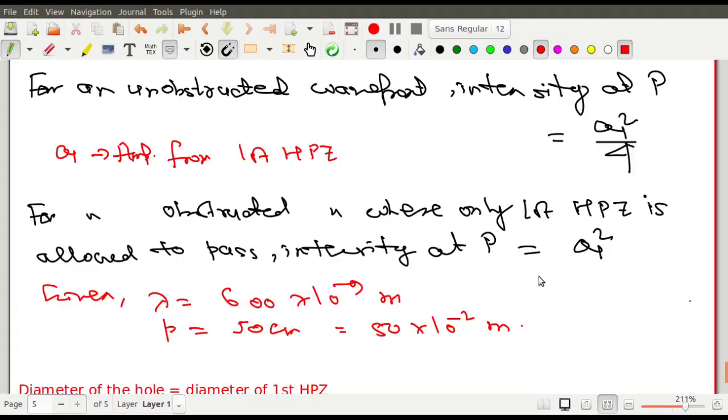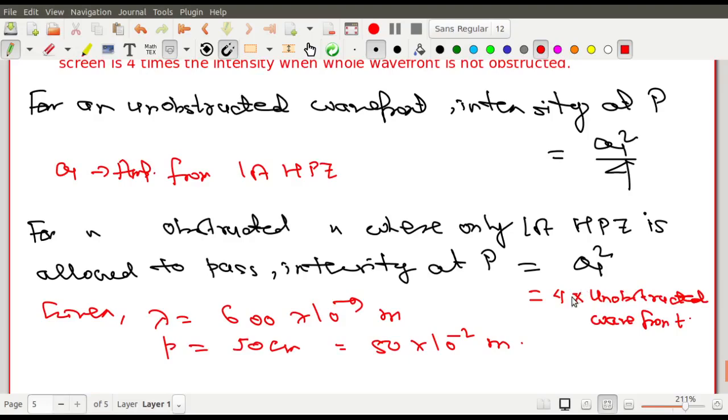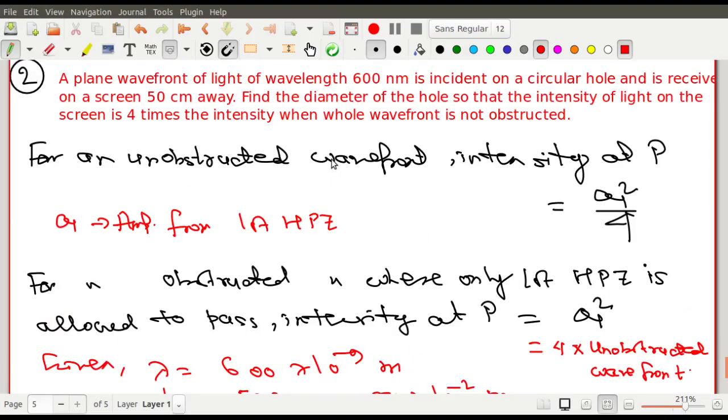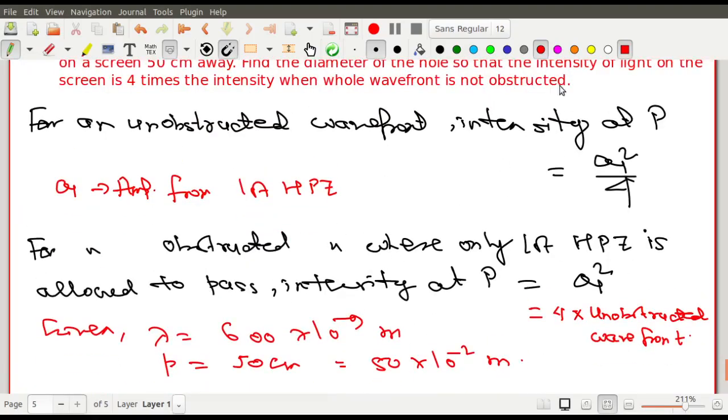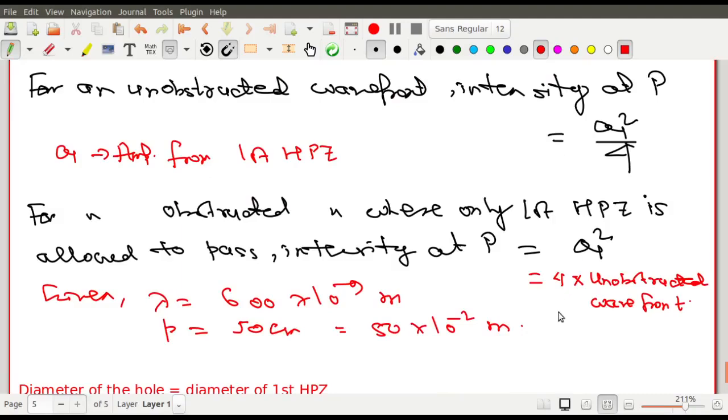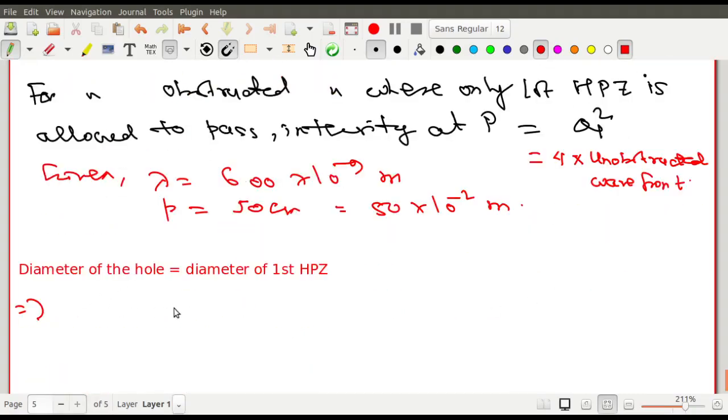Here we have to write that it is 4 times of the unobstructed wavefront, because you need to satisfy the problem. When does 4 times the intensity of the unobstructed wavefront come? Only when the first half period zone is exposed. So that is how you get the solution: the diameter of the first half period zone.